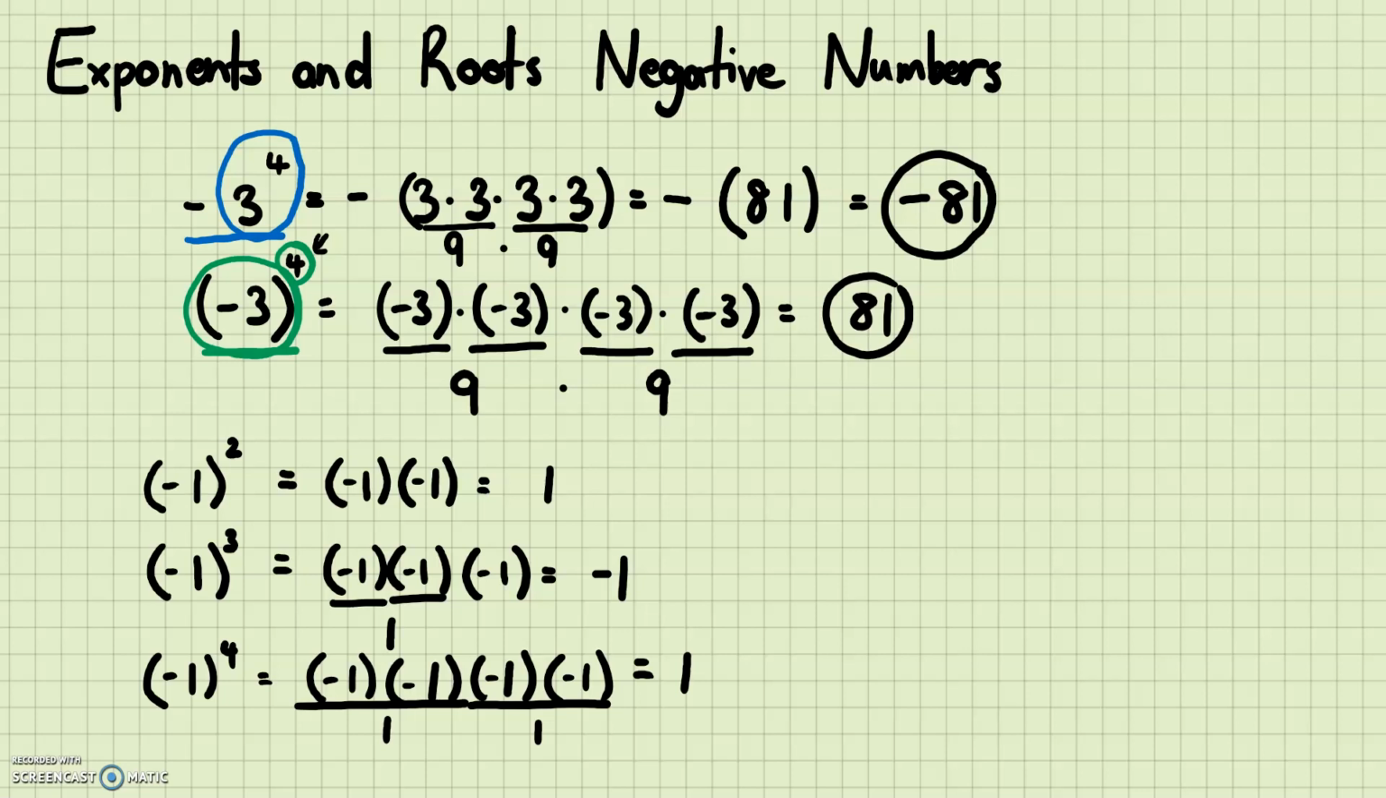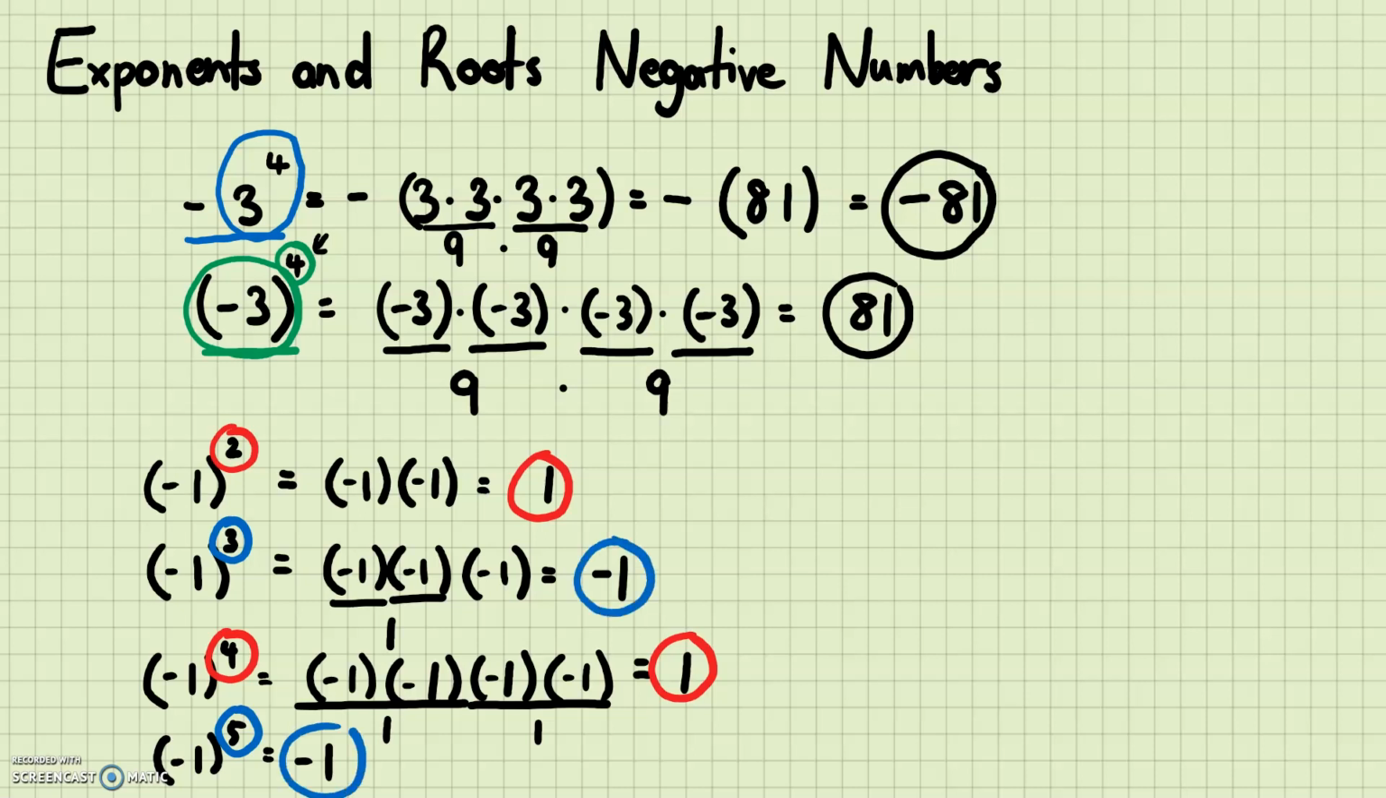And you see the pattern, right? Negative 1 to the 5th power will become negative 1. So when the powers are even, the answers are positive. When the powers are odd, the answers are negative. This is for negative numbers. Now, of course, if the 1 is positive, so if you have positive 1 to the 3rd power, that's going to be positive no matter what. But this is the rule for when you're raising a negative base.